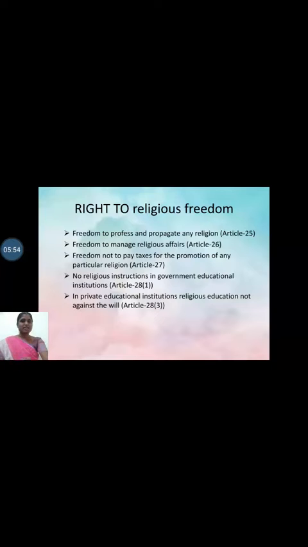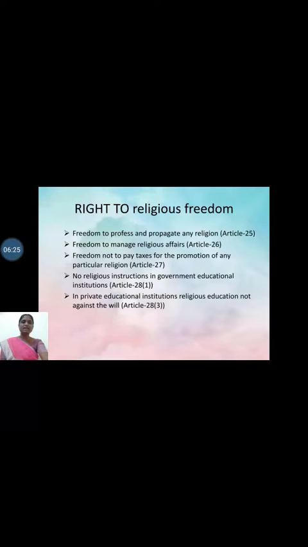Next, Article 27 tells us freedom not to pay taxes for the promotion of any particular religion. Next, Article 28, part 1, tells us no religious instruction in government educational institutions. What do you mean? In government educational institutions, they should not follow any religious instruction. They won't push any religious instruction on the students.